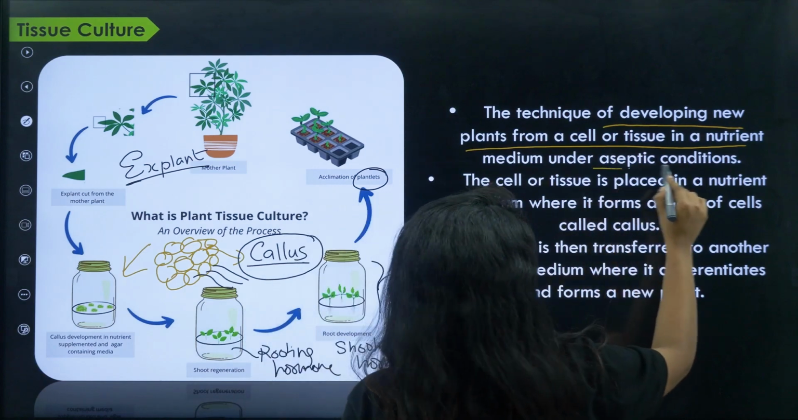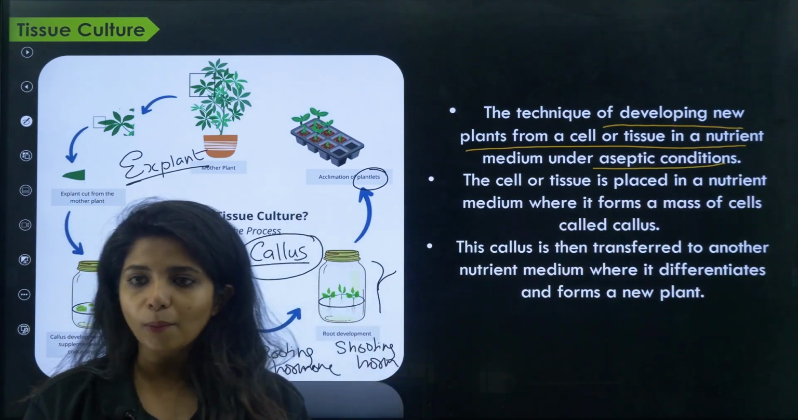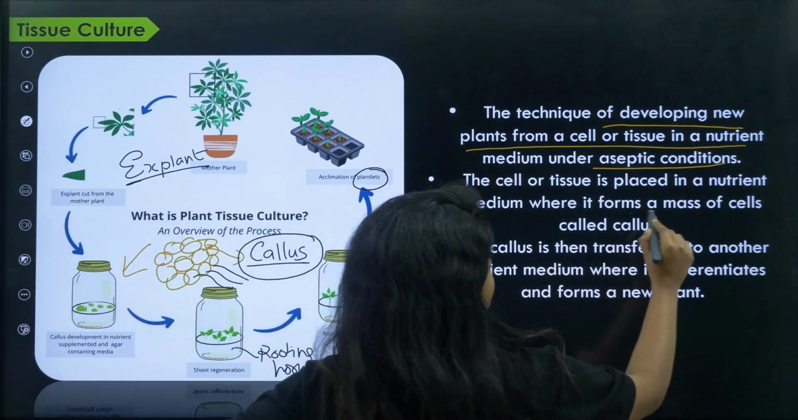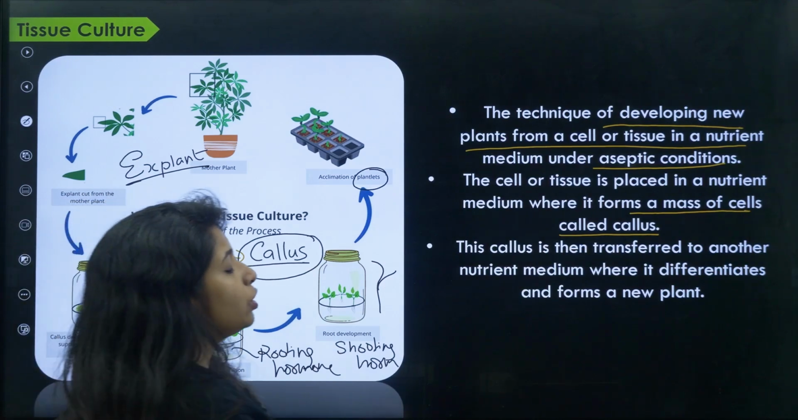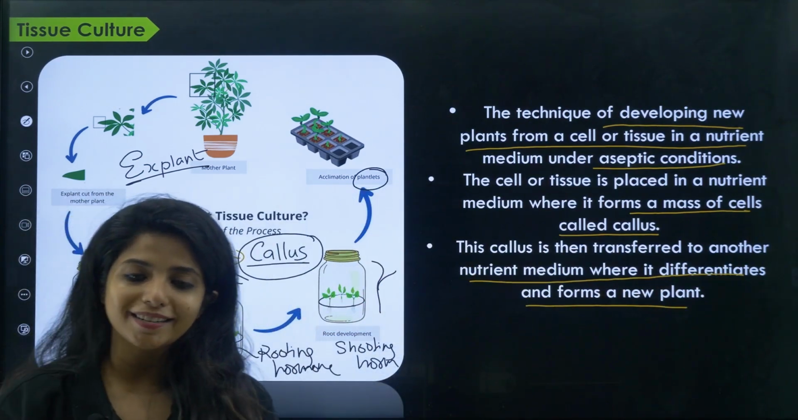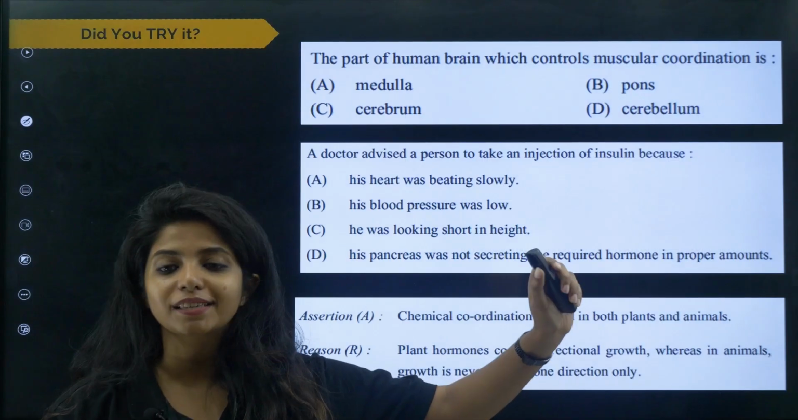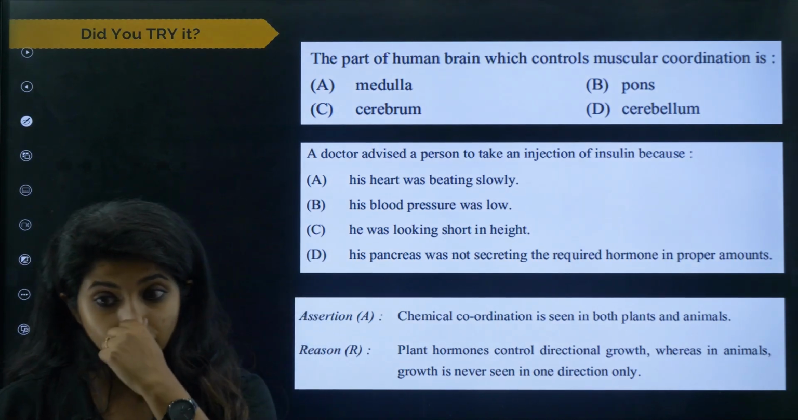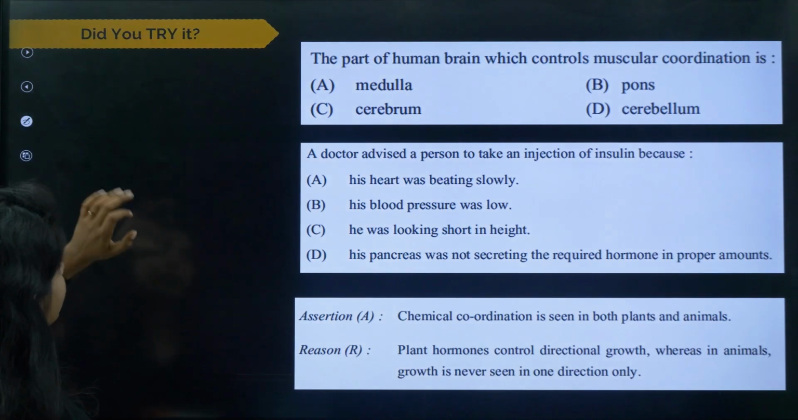It is aseptic. If there is some amount of microorganisms over there, will it grow properly? No. The cells or tissue is placed in a nutrient medium where it forms a mass of cells known as what? Callus. This callus is then transferred to another nutrient medium where it differentiates and forms a new plant. That's all about tissue culture, and with this we are completing asexual reproduction, children. And over here I gave you homework if you remember. Let's try to find the answers for the same.